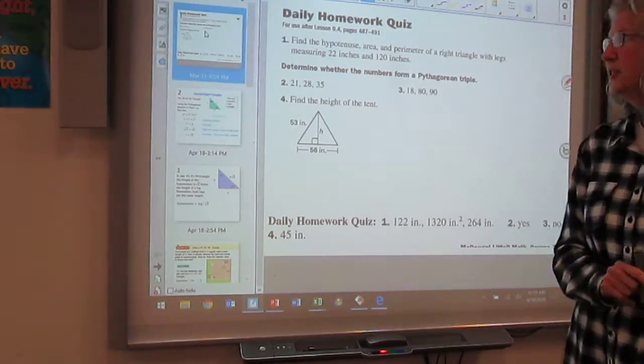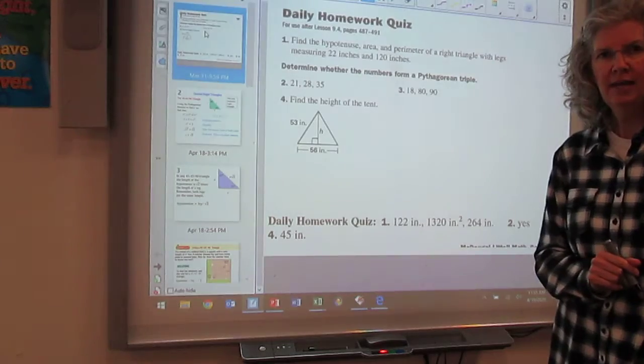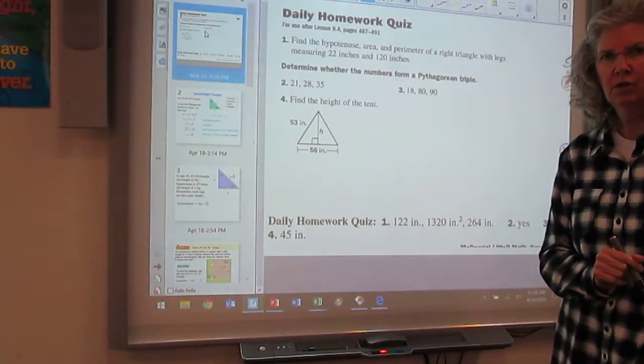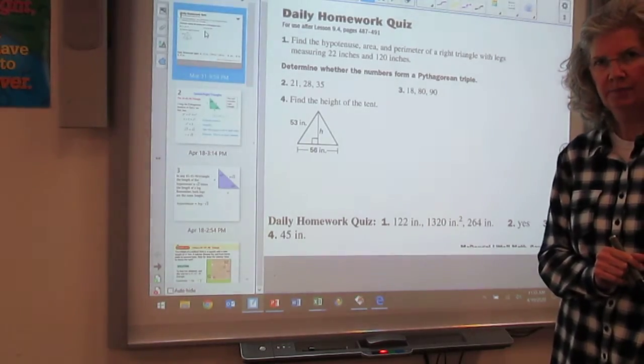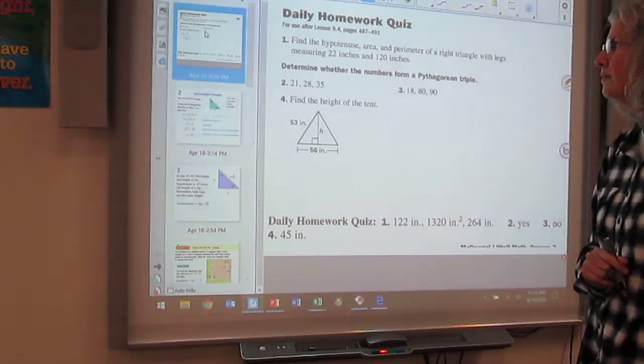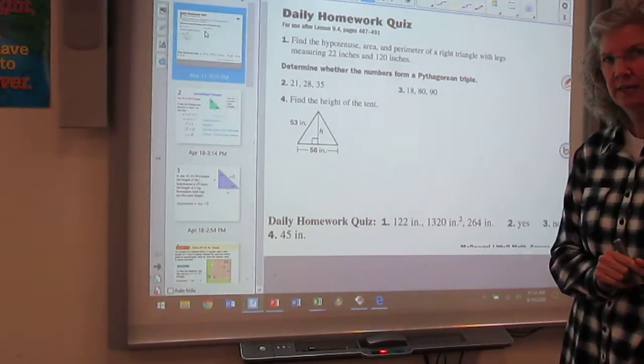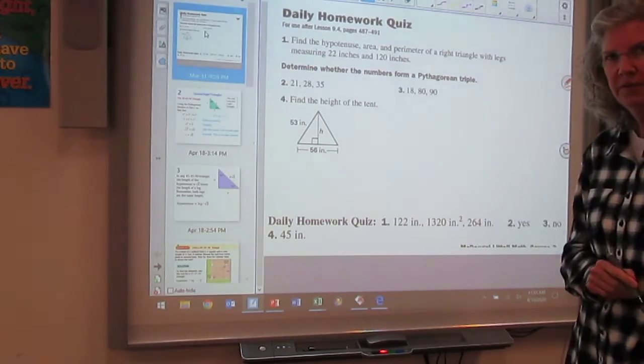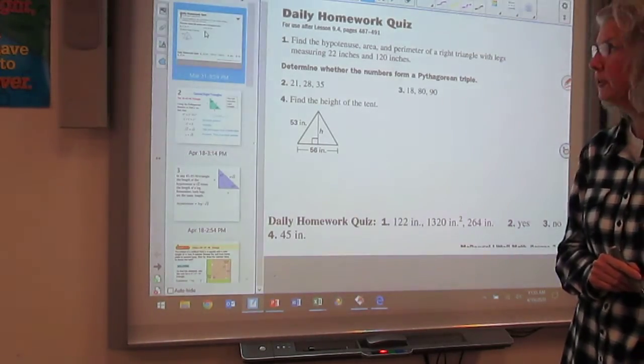Greetings, pre-algebra students. Today we are going to work on triangles some more. We have been working on right triangles. This is a review of what you should have done and what you should know.